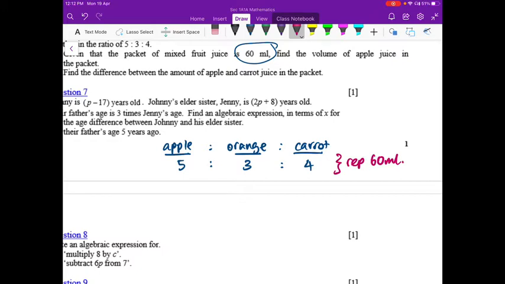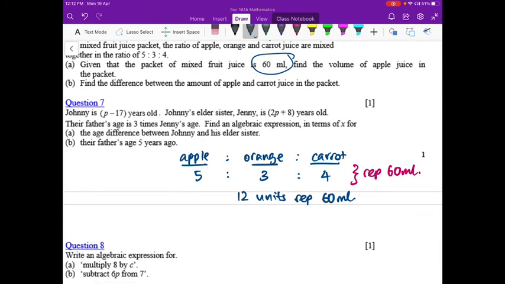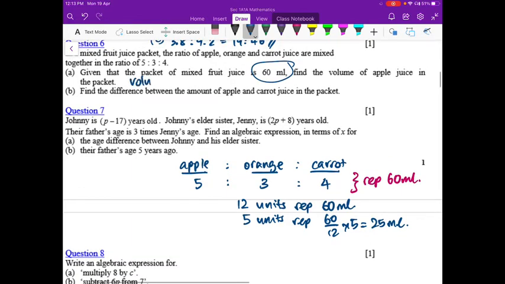Yes, very good. 12 units represent 60 ml. Okay, now they want the volume of apple juice. So what is the number of units represented by apple juice? 5, yes, okay, 5. So 5 units will now represent 60 over 12 times 5, and we get 25 ml. So in part A, the answer is volume 25 ml.